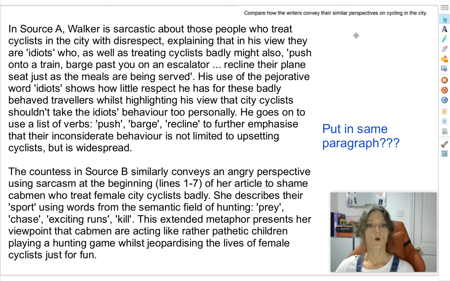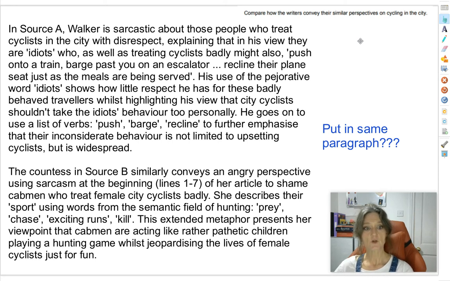In source A, Walker is sarcastic about those people who treat, always got to get the key words from the question in, who treat cyclists in the city with disrespect, explaining that in his view they are, quote, idiots who, as well as treating cyclists badly, might also push onto a train, barge past you on an escalator, recline their plane seat just as the meals are being served.